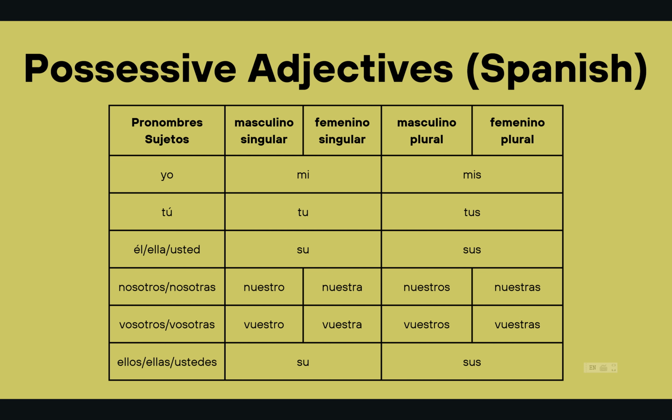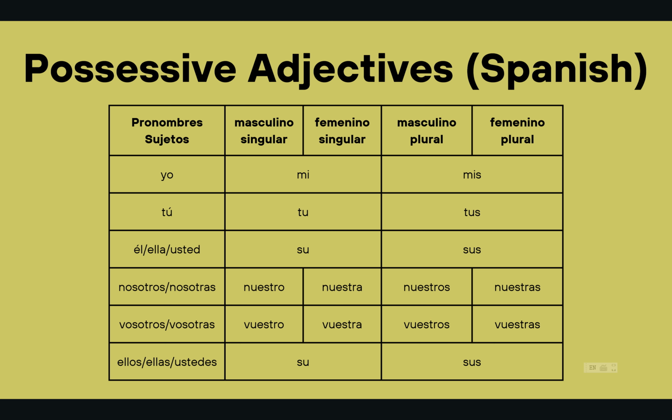For nosotros or nosotras, we have the following forms: nuestro, nuestra, nuestros, nuestras, for masculine singular, feminine singular, masculine plural, and feminine plural, respectively.